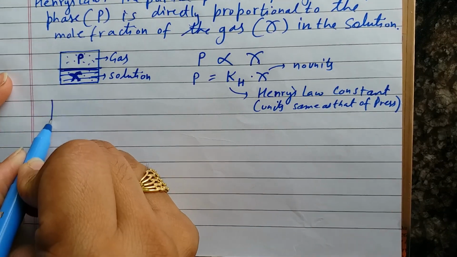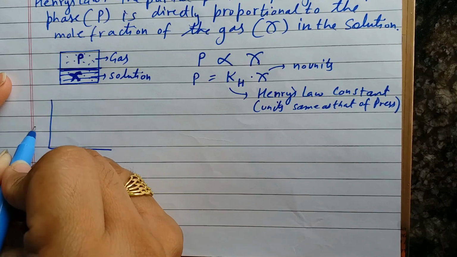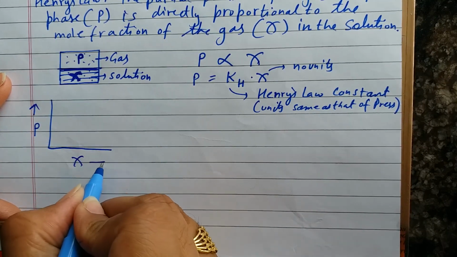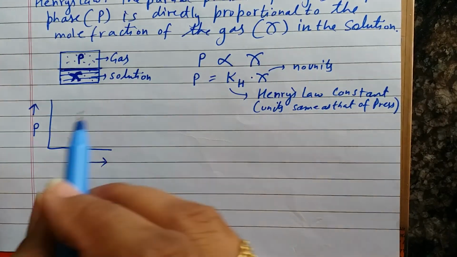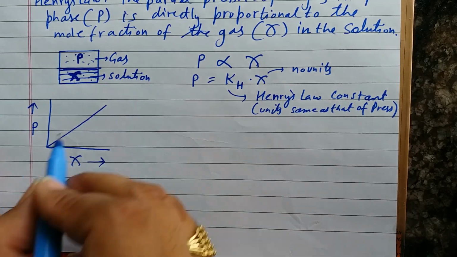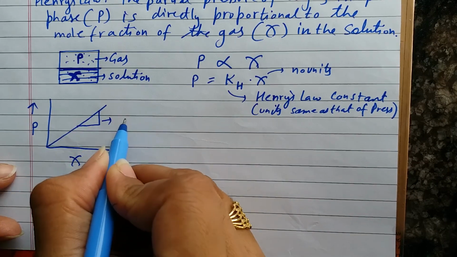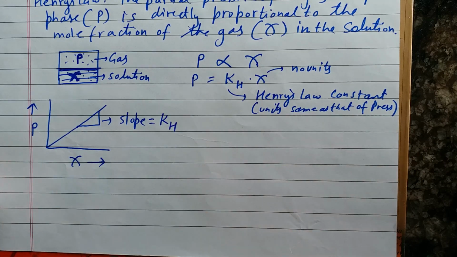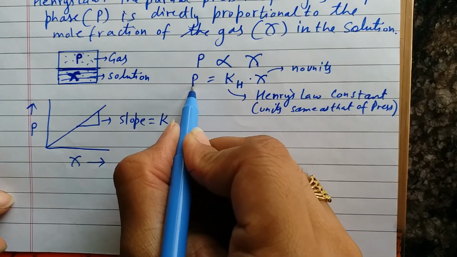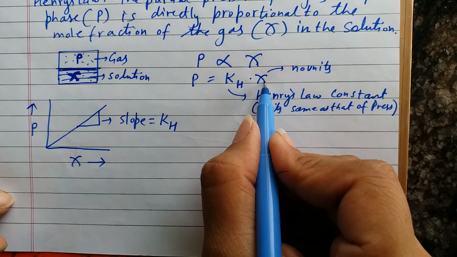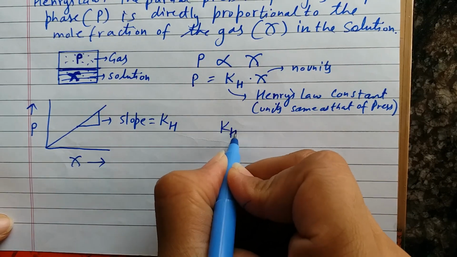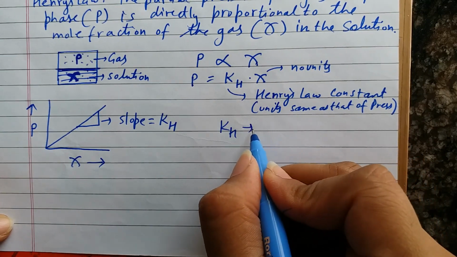So if we plot a curve taking pressure on the y-axis and mole fraction chi on the x-axis, the two are directly proportional, so we get a straight line from the origin, and the slope gives us the value of the constant KH. So P is taken as y, chi is taken as x, and KH is the slope of this curve.